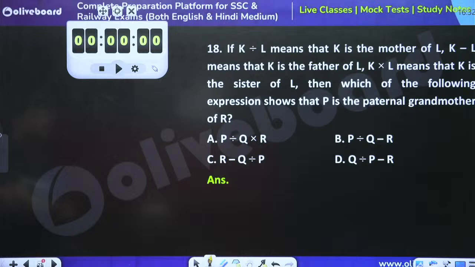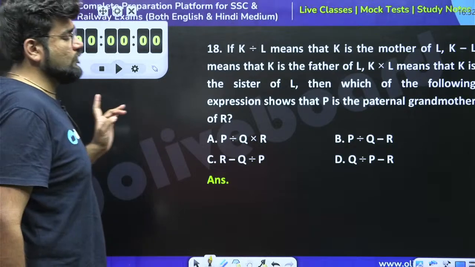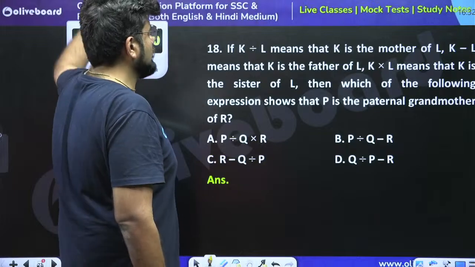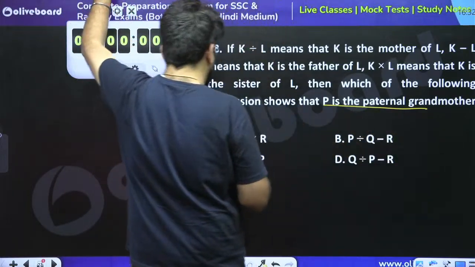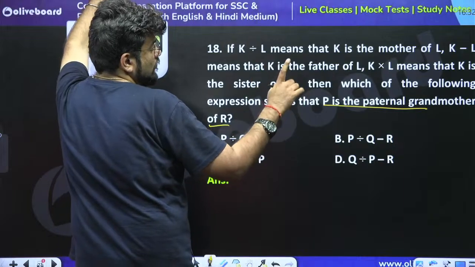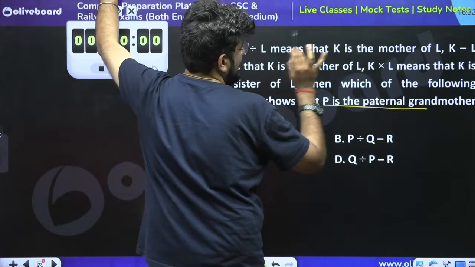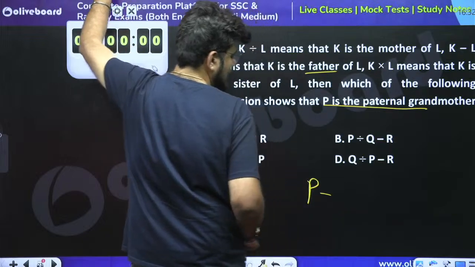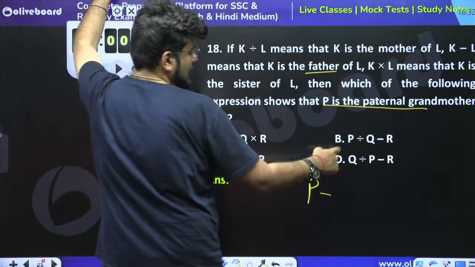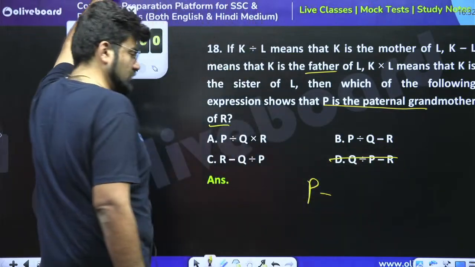Correct. So what is happening here? Again, I've taught you this. We have to first eliminate the options. You will not check all 4. When we eliminate the options, we need to see that P is the paternal grandmother of R, so P has to be a woman. Divide is a mother, minus is a father, so P cannot be followed by a minus sign. P is being followed by a minus sign in option D. So cancel. This is not possible.